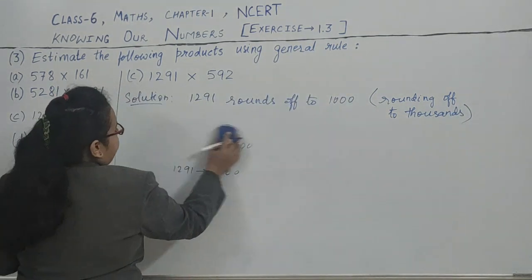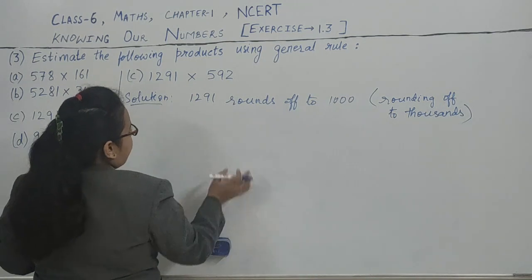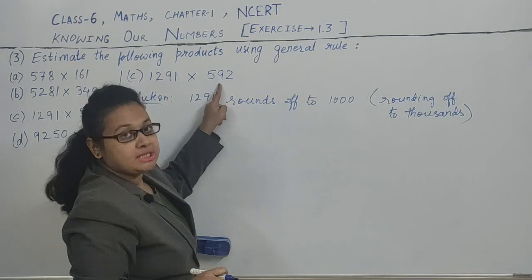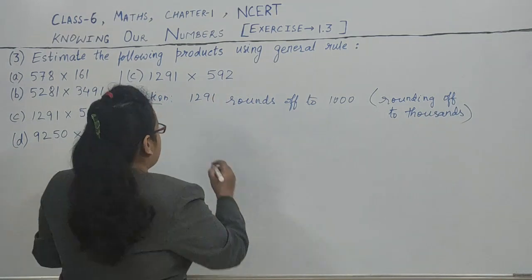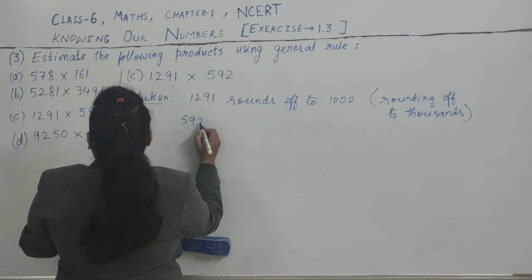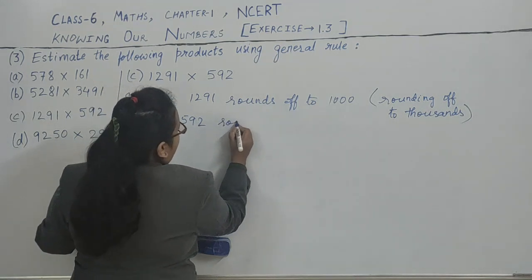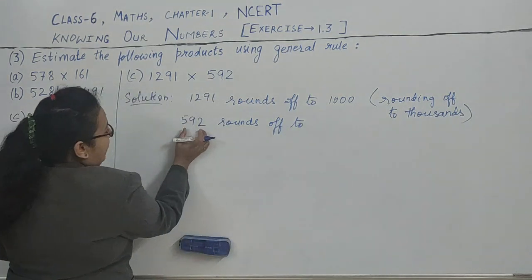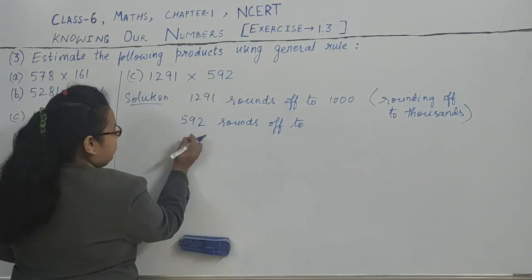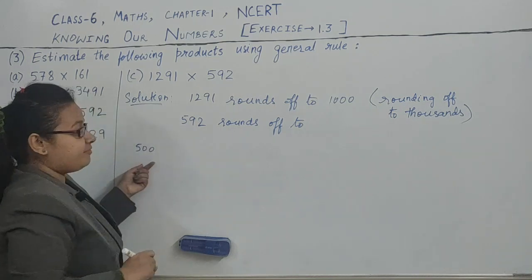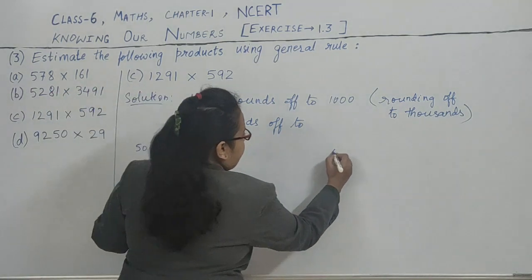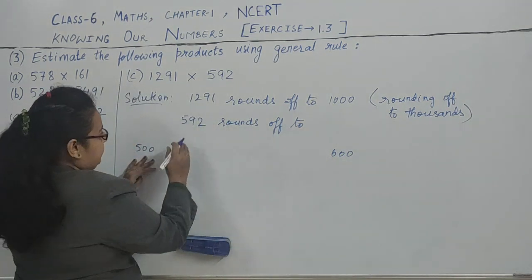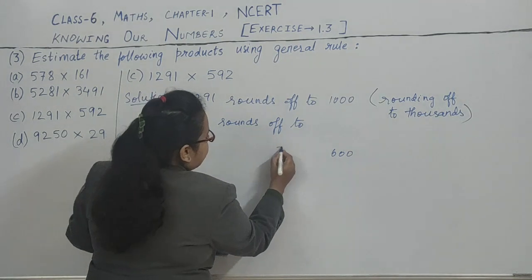Now what is the next number? The next number is 592. What is the greatest place for this number? Ones, tens and hundreds. The hundreds place is the greatest place for this number. So this number will be rounded off to hundreds. So 592 rounds off to what? So what are the nearest hundreds for this number? See, the nearest hundreds are 500 and 600. This number lies between these two hundreds.